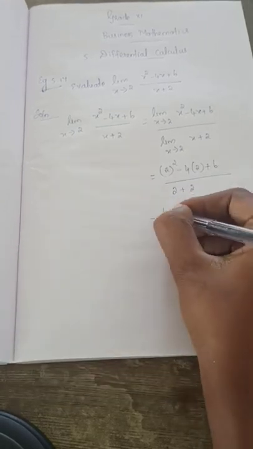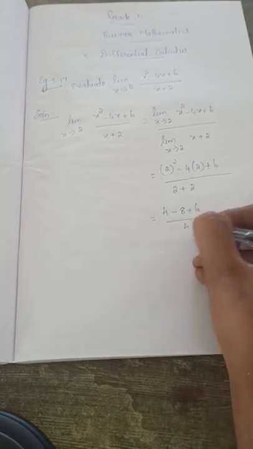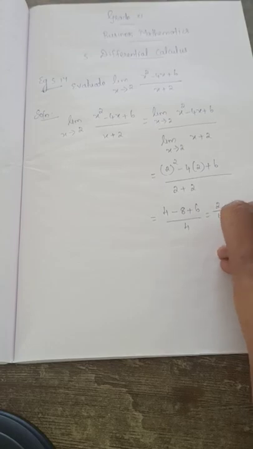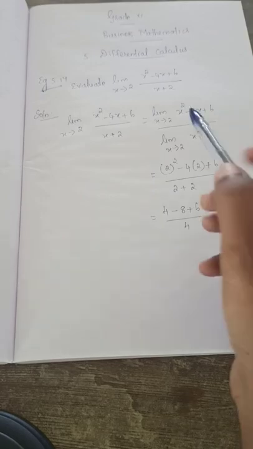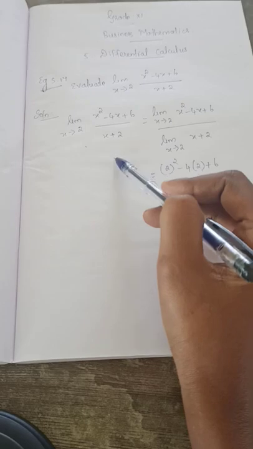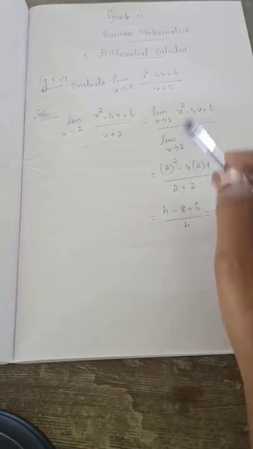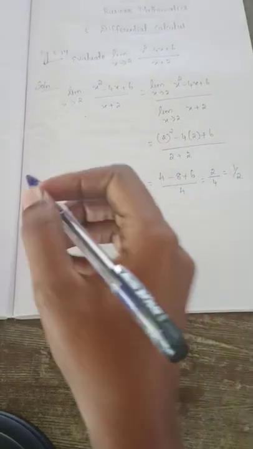That's equal to 4 minus 8 plus 6 divided by 4. So 10 minus 8, that is 2 by 4. If we cancel, you will get 1 by 2. Understand? That's all. You are taking the limit for both numerator and denominator separately, and in the place of x you substitute 2. So 2 square minus 4 into 2 plus 6 divided by 2 plus 2, and the answer is 1 by 2. Understand? Then next one.